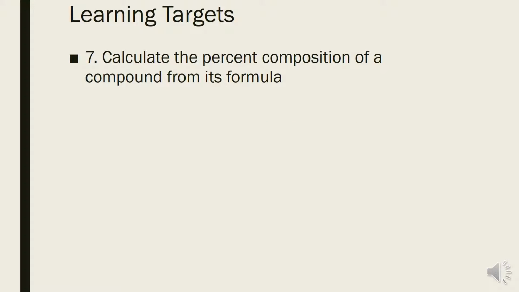So those are just a few examples there of how we calculate a percent composition of a compound. Simply, all we do is we take the mass of the element, whether it be from experimental data or using molar masses, and then we divide by the total mass of the compound and multiply by 100. That's percent composition.